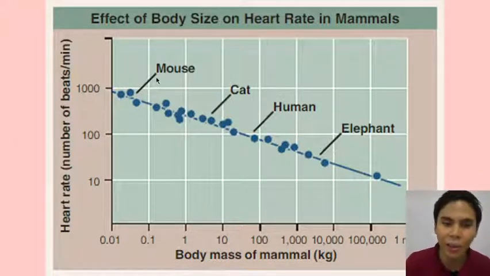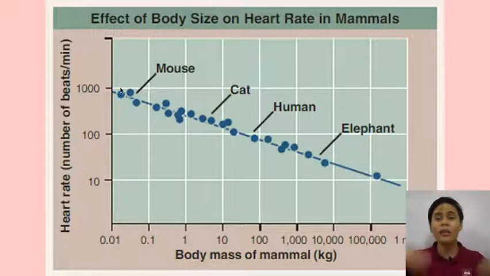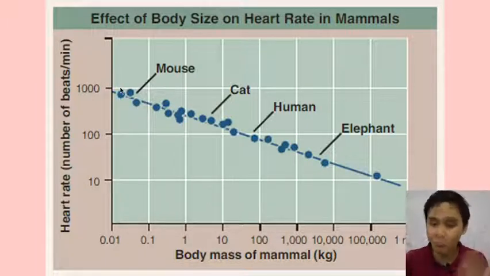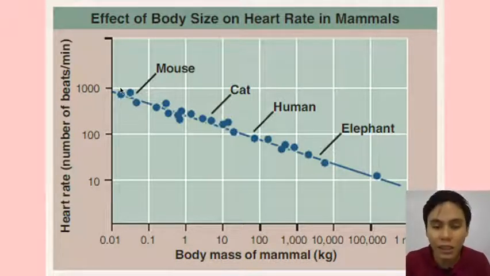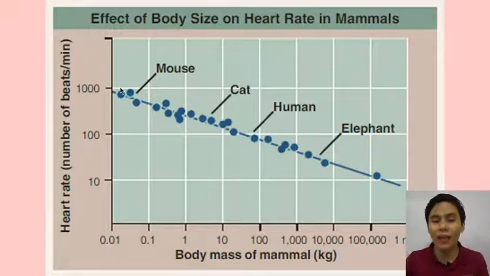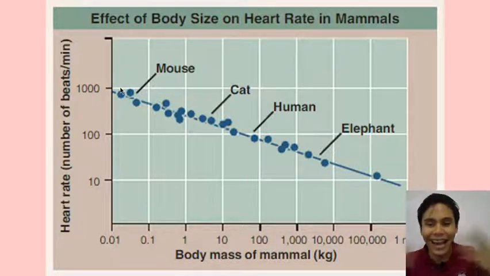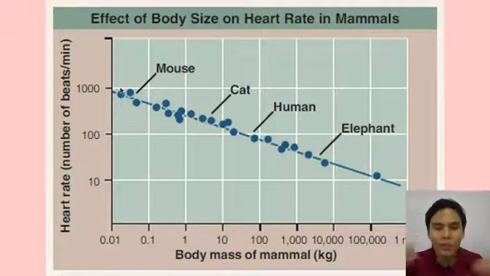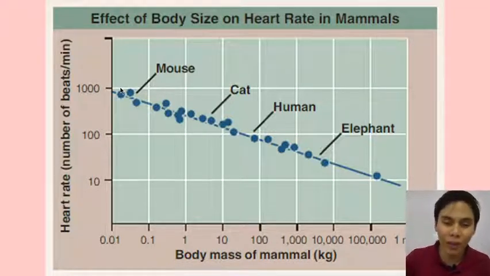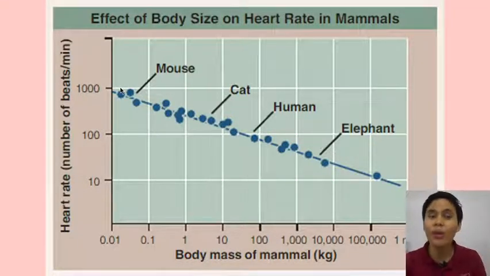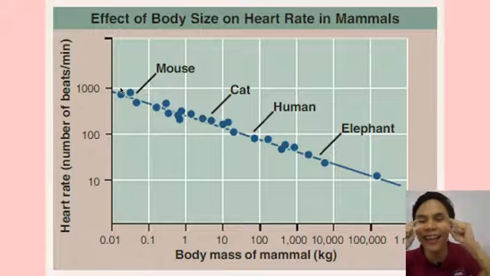You can see here that the mouse, small as it is, needs to beat more times per minute because it has a tiny, tiny heart in its tiny, tiny body, and it tends to have much more range of motion. It's more agile. A mouse has little twitchy movements. It needs more pumping of the blood relative to its body. So there's more beats per minute for tiny, tiny things.